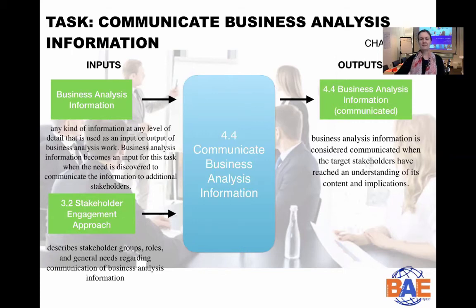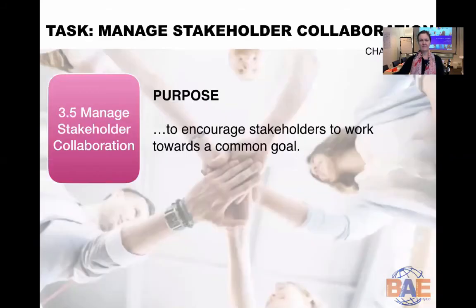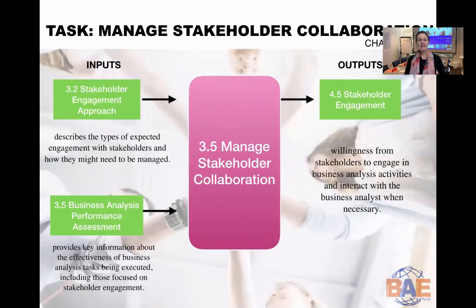Okay, now let's have a look at the very last task of this knowledge area. So manage stakeholder collaboration. Now, you'll remember that this task is primarily about encouraging stakeholders to work towards a common goal, in a nutshell. So let's look at the inputs. Again, we've got the stakeholder engagement approach as an input here because it describes the types of expected engagement with stakeholders and how they might need to be managed. So this is the information that we consider during our planning stage as to how we will be doing the stakeholder collaboration and what we expect stakeholders to do.